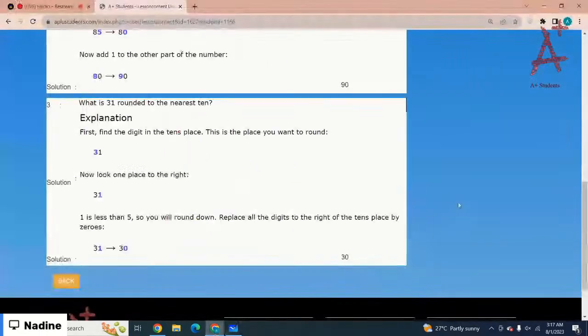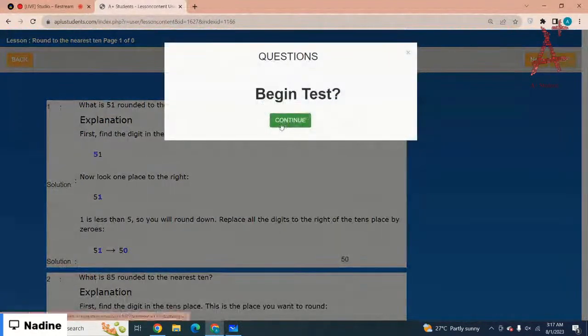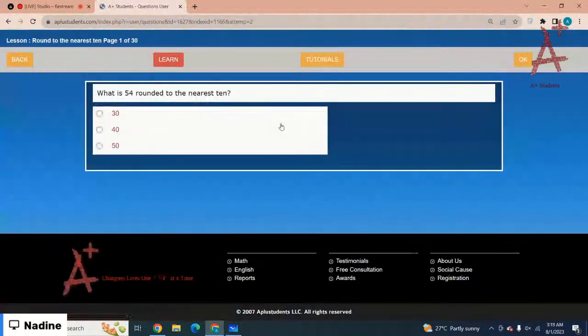Let's start with the test questions. What is 54 rounded to the nearest 10? Which is the correct option? 30, 40, and 50.